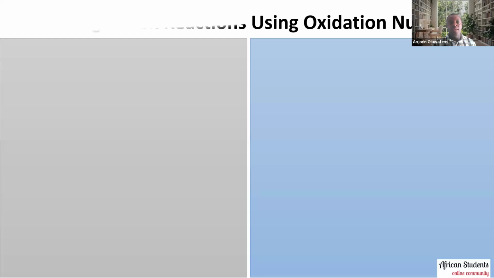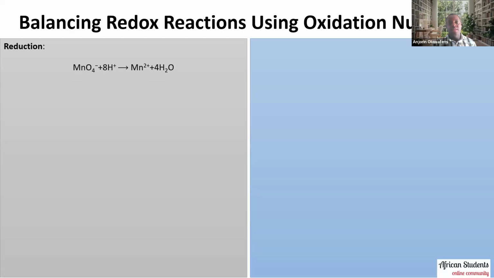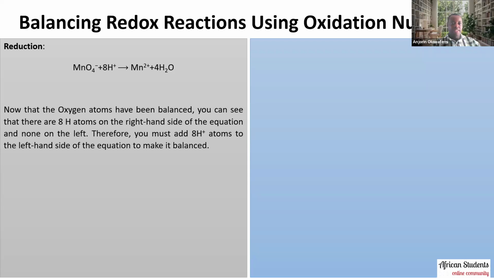But we are not going to stop there. We are still going to push for that. If you do that, we need to balance the hydrogen because we have now increased the number of hydrogen atoms. So we need to introduce 8 hydrogen ions on the left-hand side of the equation. Now that the oxygen atoms have been balanced, you can see that there are 8 hydrogen atoms on the right-hand side of the equation and none on the left. Therefore, you must add 8 hydrogen ions to the left side of the equation to make it balanced. When you do that, you have done a very good job.